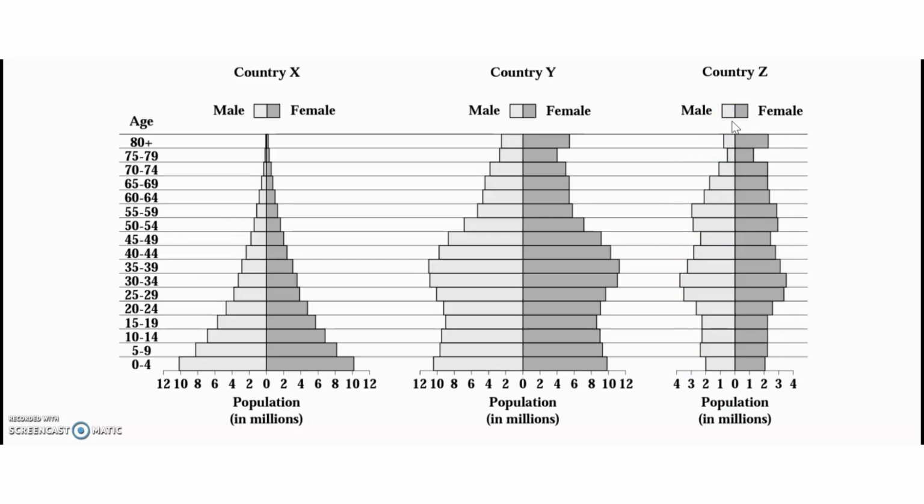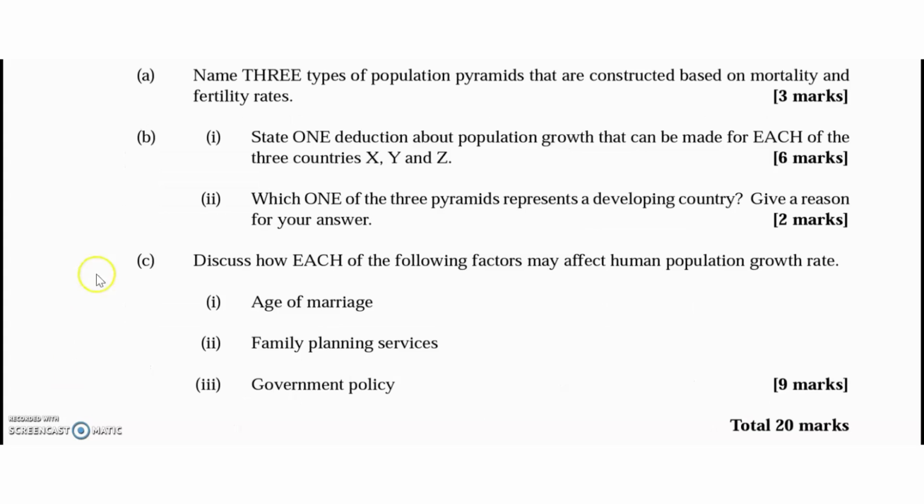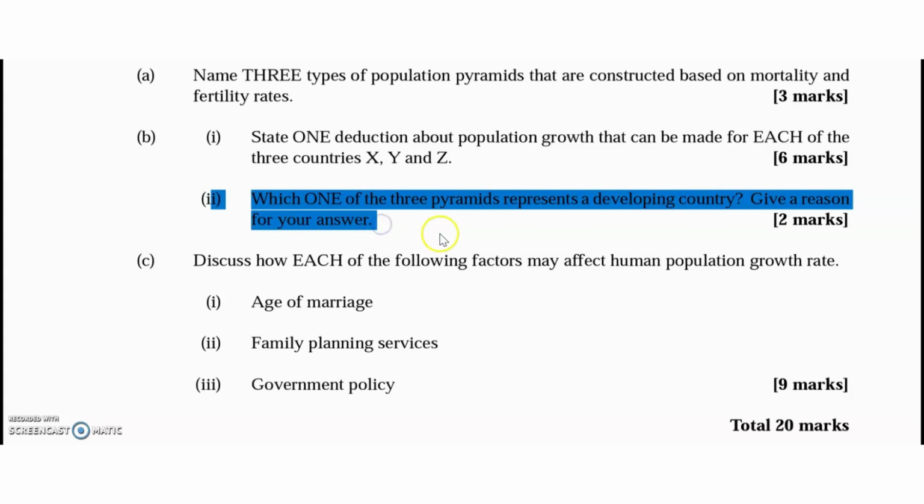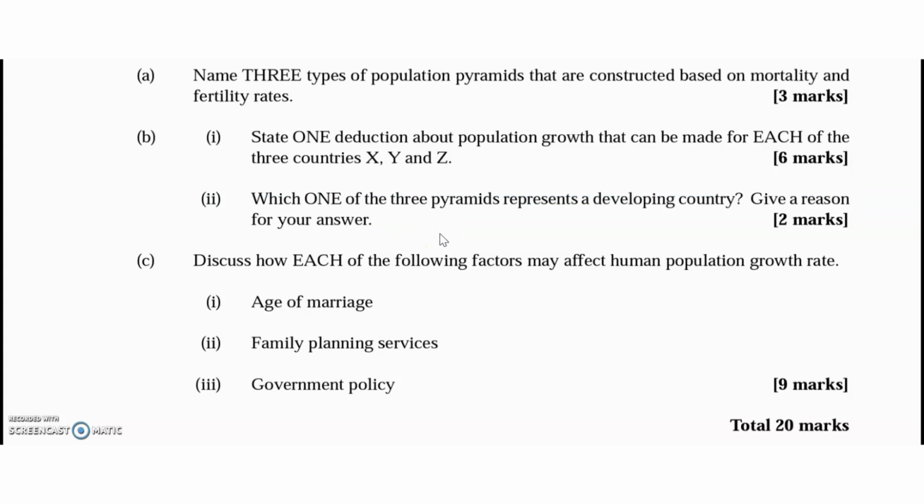I'm going to reiterate very quickly. Country Y and Z are associated with relatively developed nations, while country X is associated with developing countries, in terms of the population structure and stuff like that. And I believe with that, I already answered this particular question. Which of the 3 population pyramids represent a developing country? And we have to give a reason for the answer. And we indicated it was in fact country X.